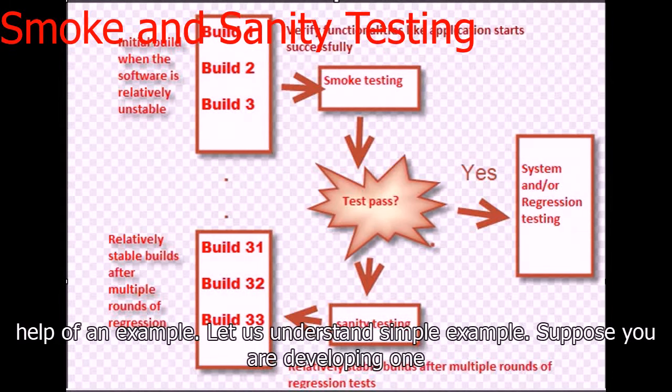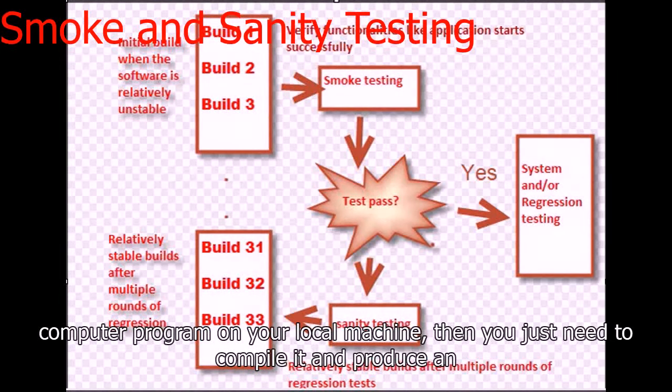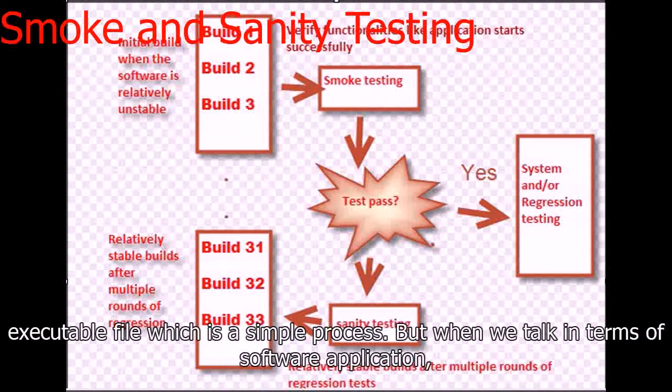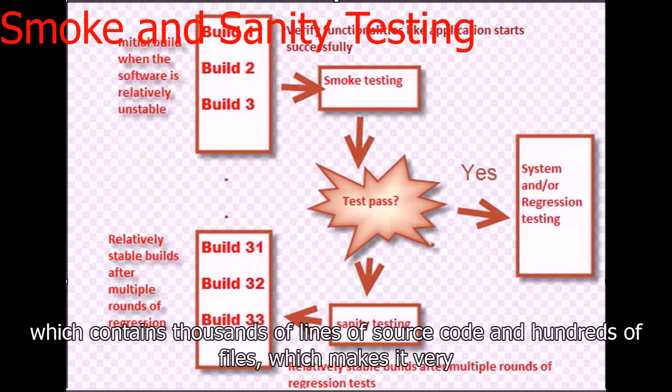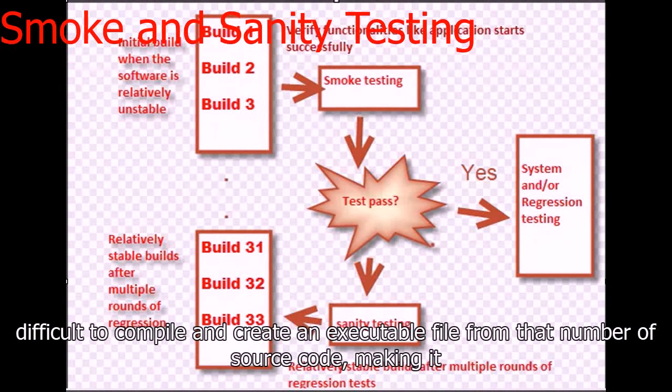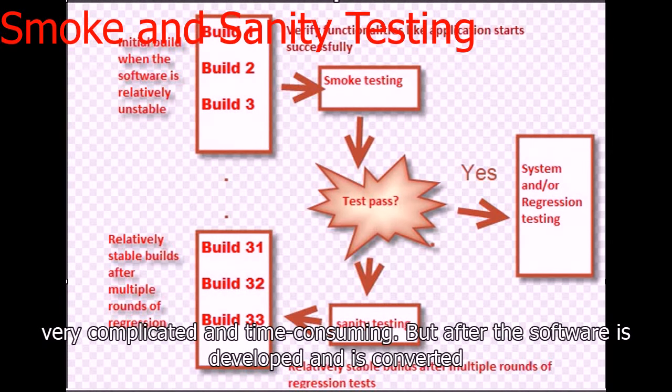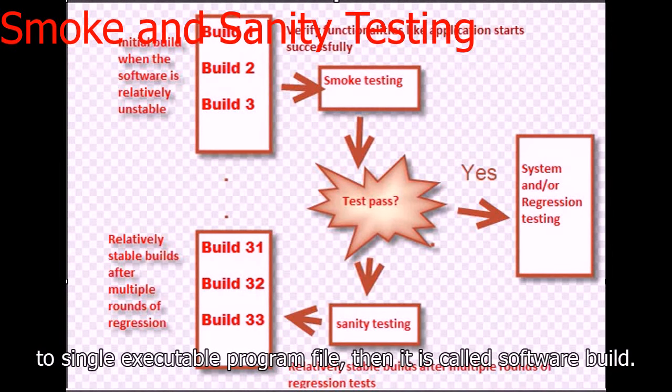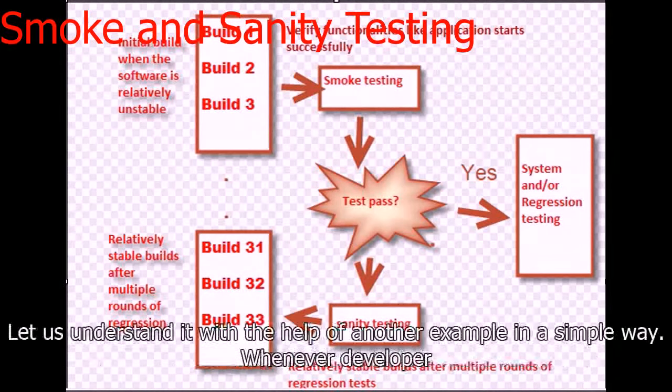Suppose you are developing a computer program on your local machine, then you just need to compile it and produce an executable file, which is a simple process. But when we talk about a software application, which contains thousands and thousands of lines of code and hundreds of files, it becomes very complicated and time consuming to compile and create an executable file from that much source code. But after the software is developed and converted to a single executable program file, it is called a software build.